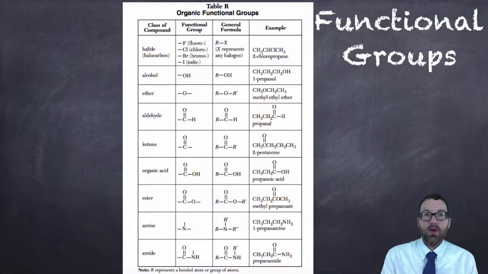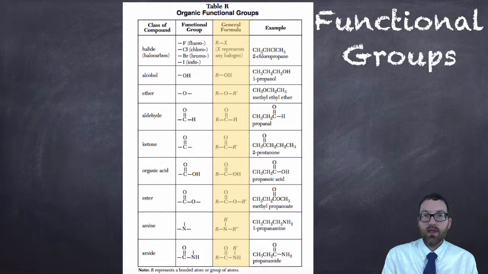So this is what Table R looks like. They have all the different classes of functional groups that are possible on the left. In the next column, we have a structural representation of what that functional group looks like and how it would be attached to the hydrocarbon chain. Next, we have a column showing the general formula. This is a shorthand way of showing the structure of these organic compounds.